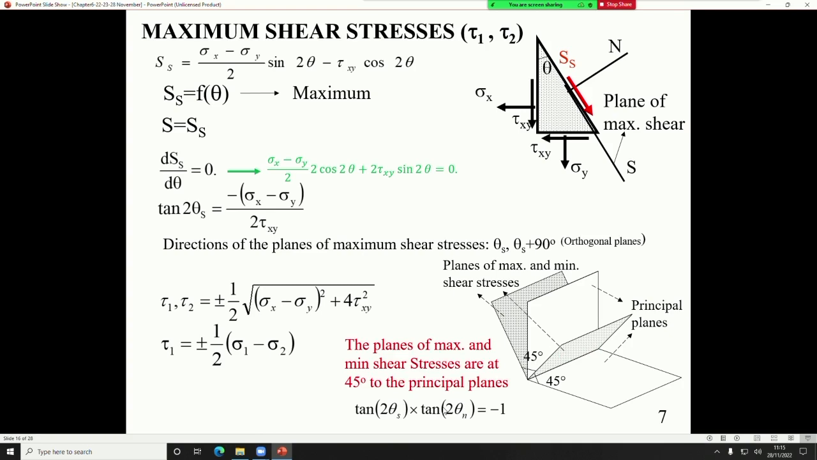So the planes of maximum and minimum shear stresses bisect the angle between the principal planes, or are at 45 degrees to the principal planes. I think that's a better way of saying it.